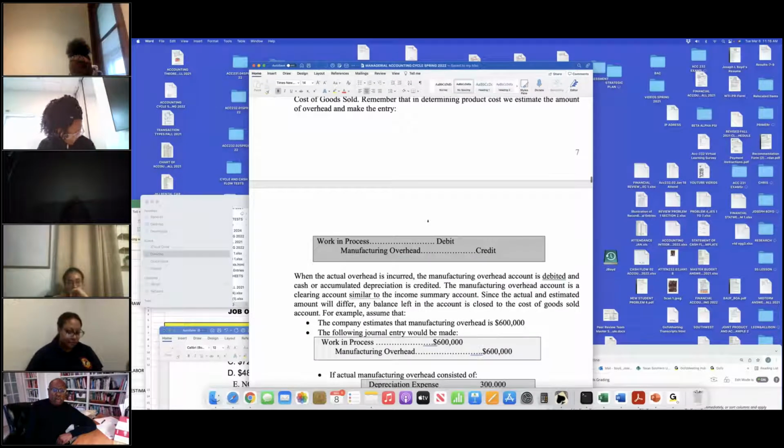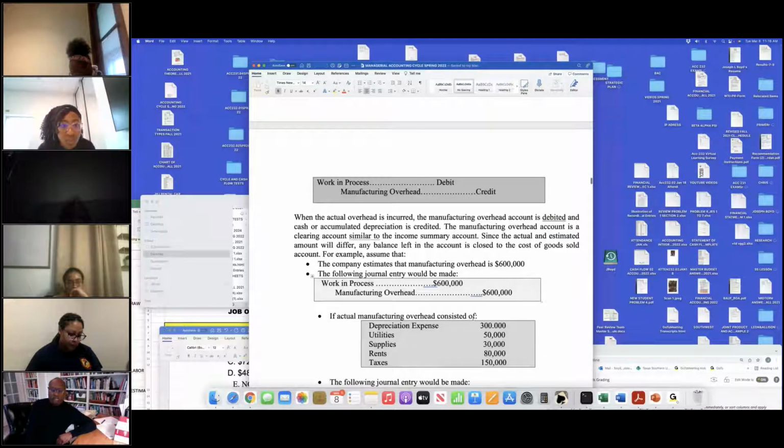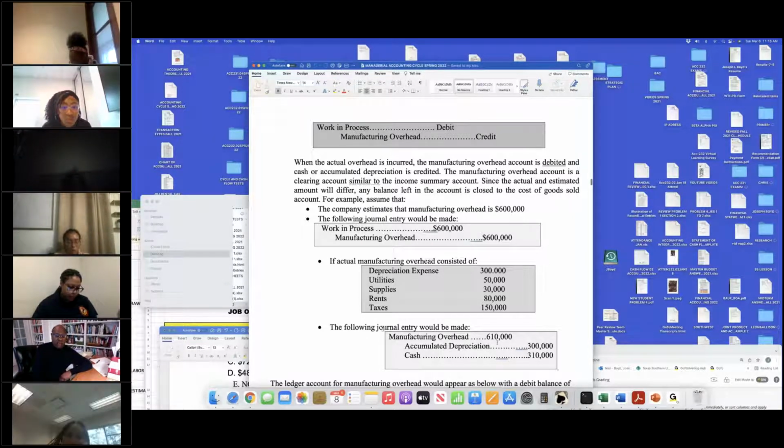So we made an estimate that it was $600,000. Overhead actual cost comes in at $610,000. We have to make the estimate because we got to do all of this prior to all of these costs coming in. But once they come in and when there's a difference, we're going to take that difference and put it in cost of goods sold.